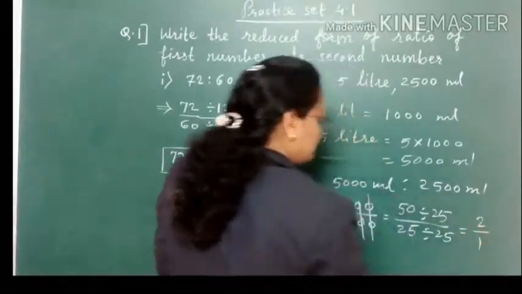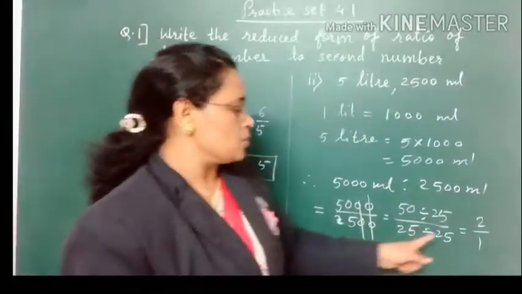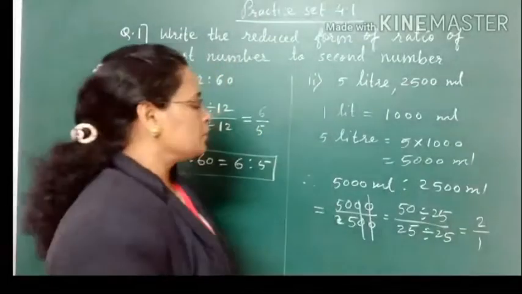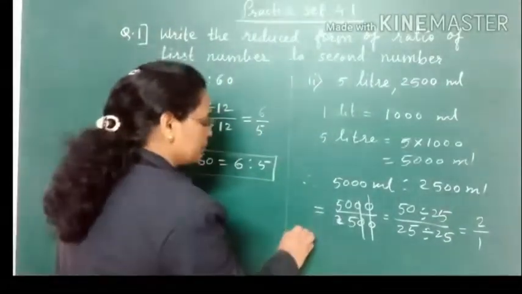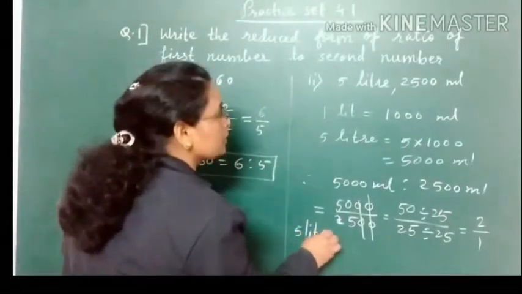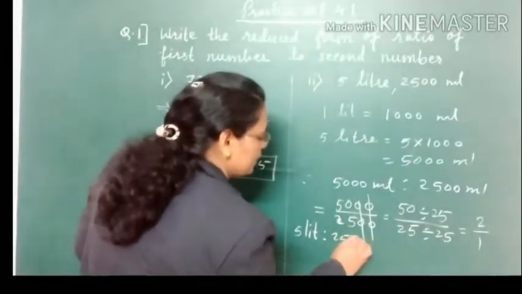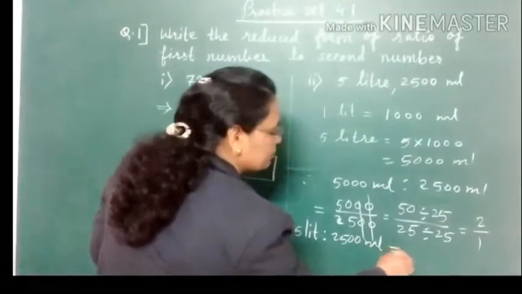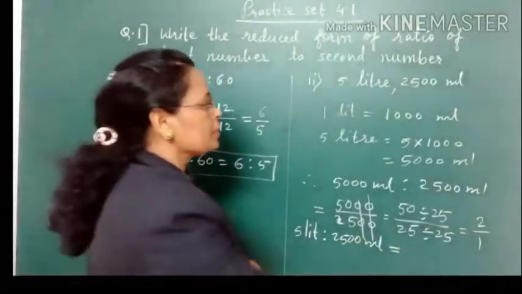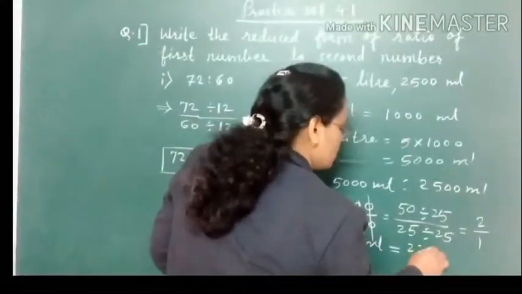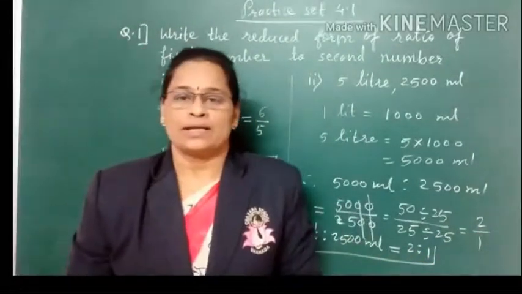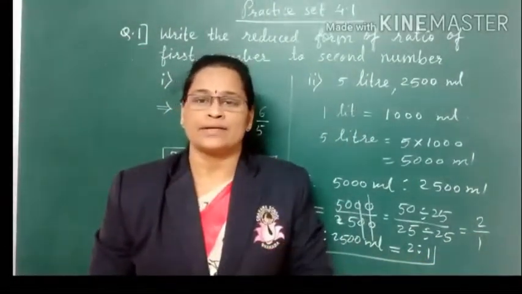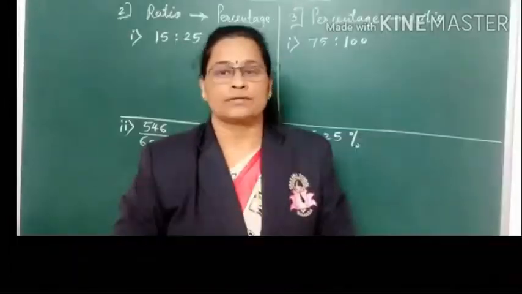25 2s are 50, 25 1s are 25. So what is the ratio? 2 is to 1. So finally you have to write the answer of this, that is 5 liter is to 2500 milliliter is equal to 2 is to 1. This is your final answer. Like this way you can write the reduced form of the ratio.